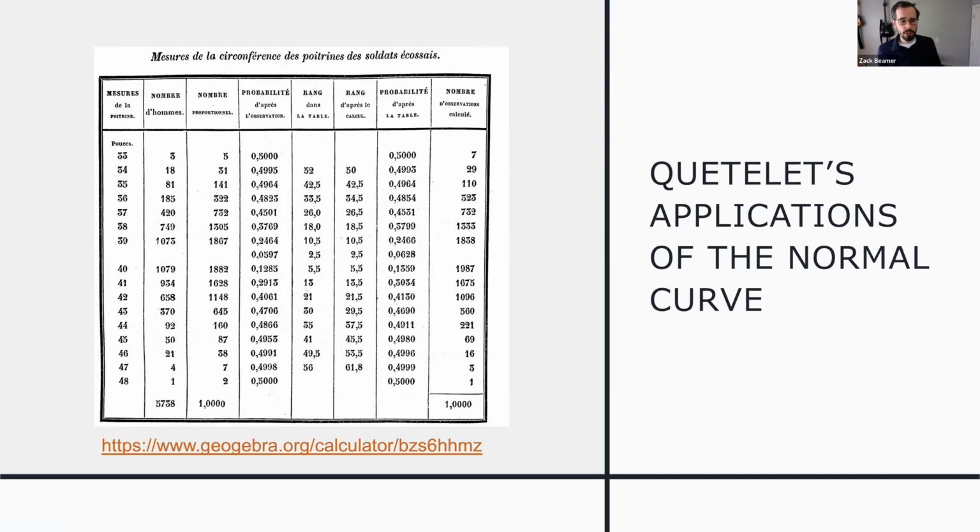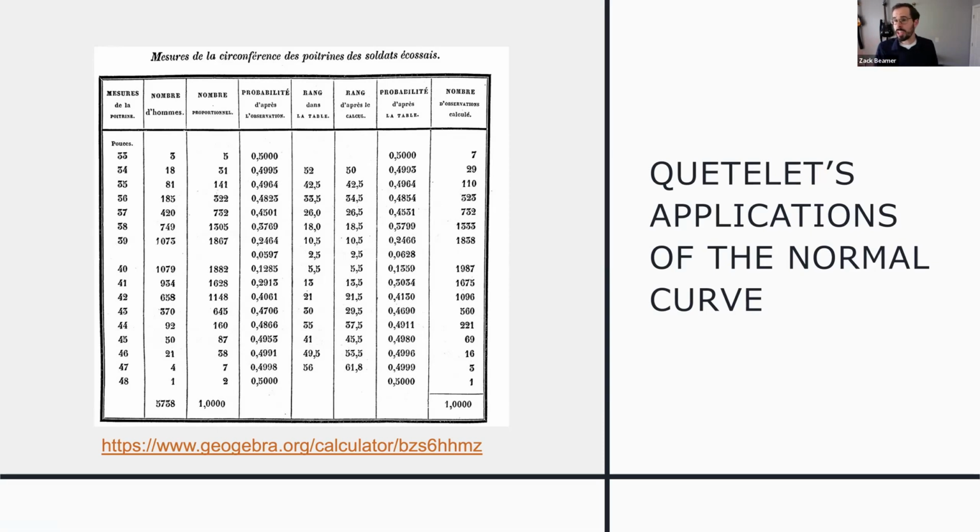Most of the soldiers fell in approximately that range. And then as you go either smaller or larger, you see fewer soldiers with a chest measurement of, say, 38, and then even fewer still with 37, even fewer still with 36. And you get a roughly symmetric behavior in this data, that it does approximately the same thing going to the right side as well.